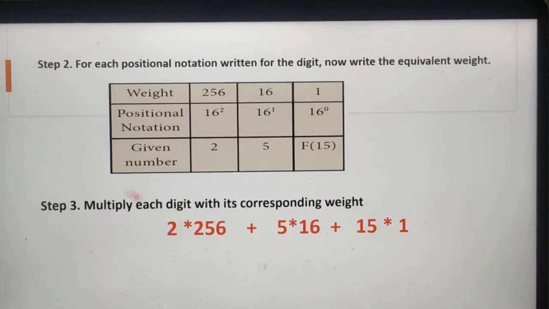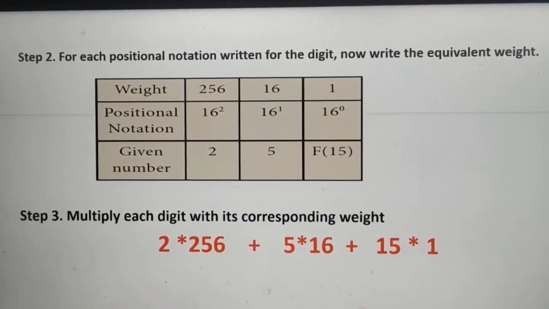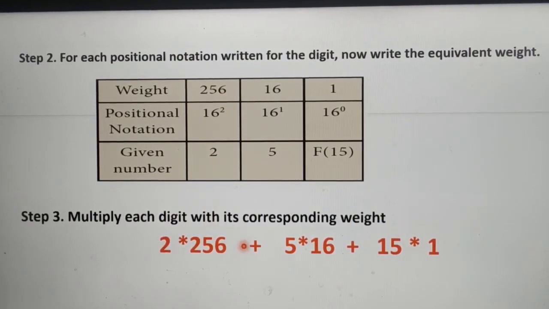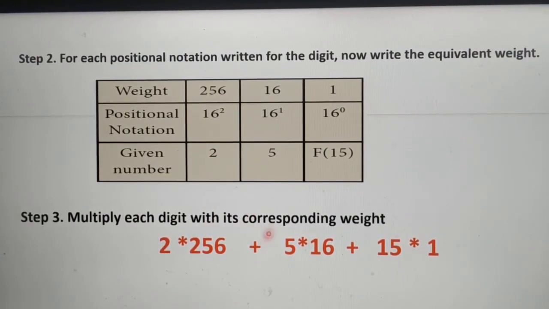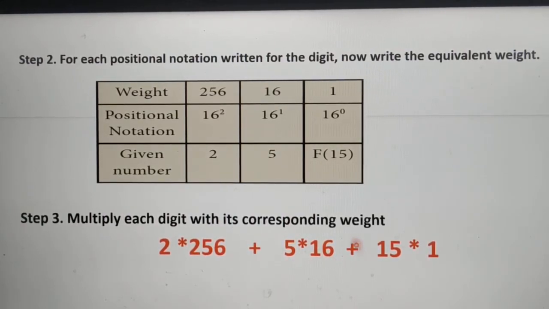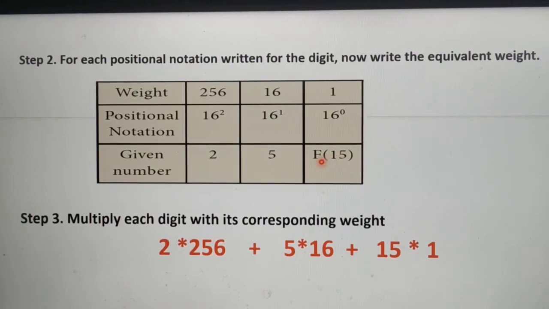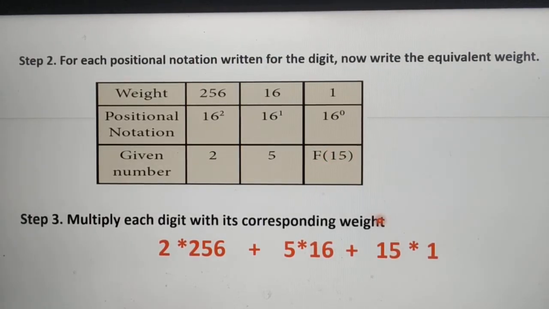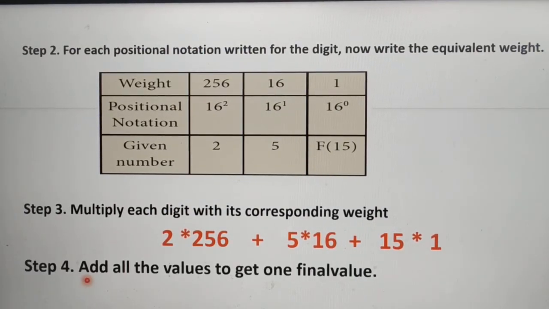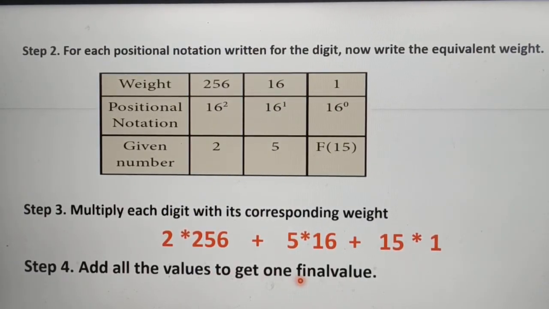Next, step 3. After writing the weight for each digit, we have to multiply each digit with its corresponding weight. Here, first digit 2, its equivalent weight 256, plus next digit 5, its equivalent weight 16, that is written here 5 into 16, plus next digit 15. Here don't write F, you have to write only its value 15, its equivalent weight 1. Next, step 4, add all the values to get one final value.